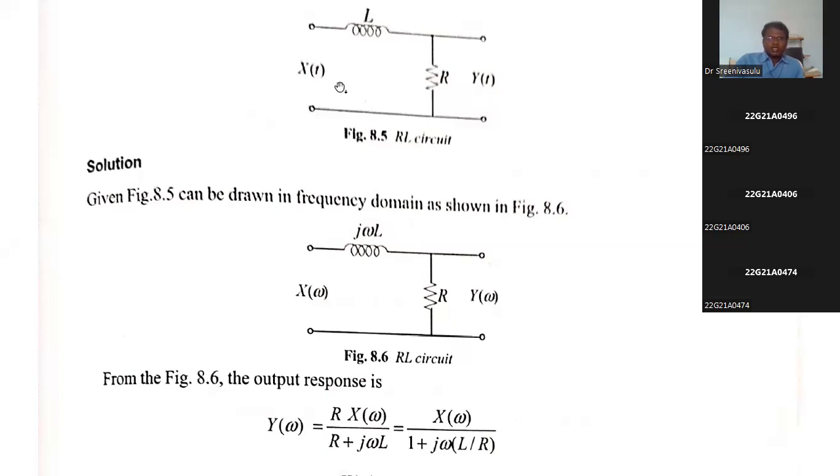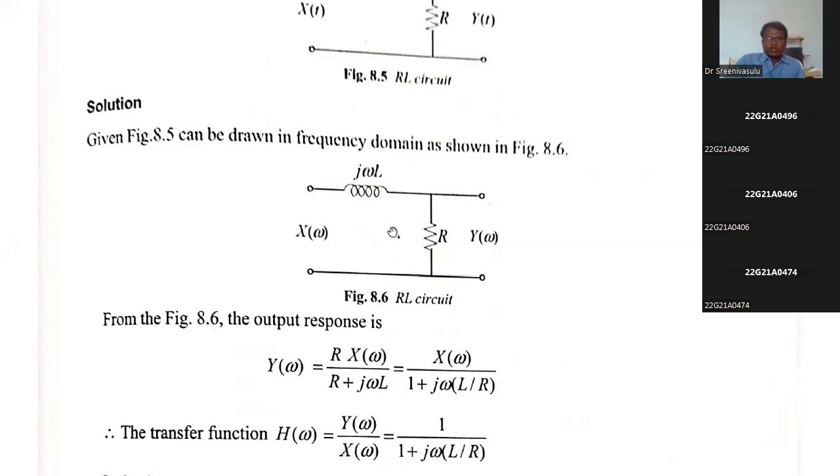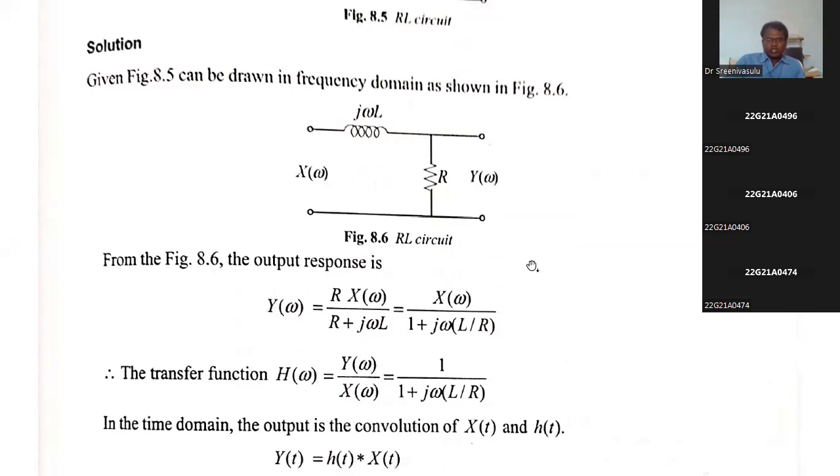So we can write x of s, sL, R, y of s, and whatever the current is flowing, that is I of s. After writing, you can write s is equal to j omega. So x of omega, j omega L, and R, there is no change. The output is y of omega. Same derivation: there is a current flowing, I of omega. The input voltage is equal to the sum of these two voltages. I of omega is equal to x of omega by R plus j omega L.